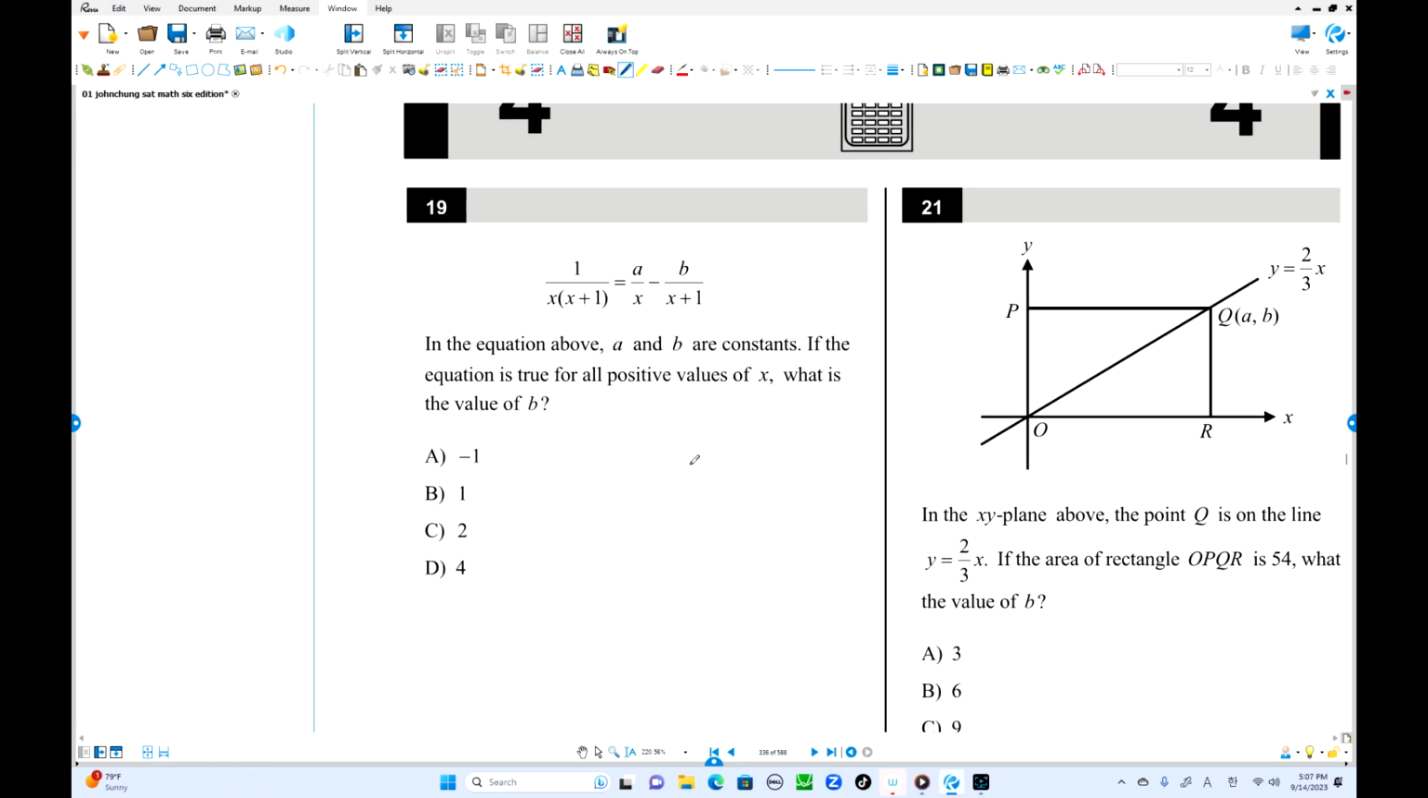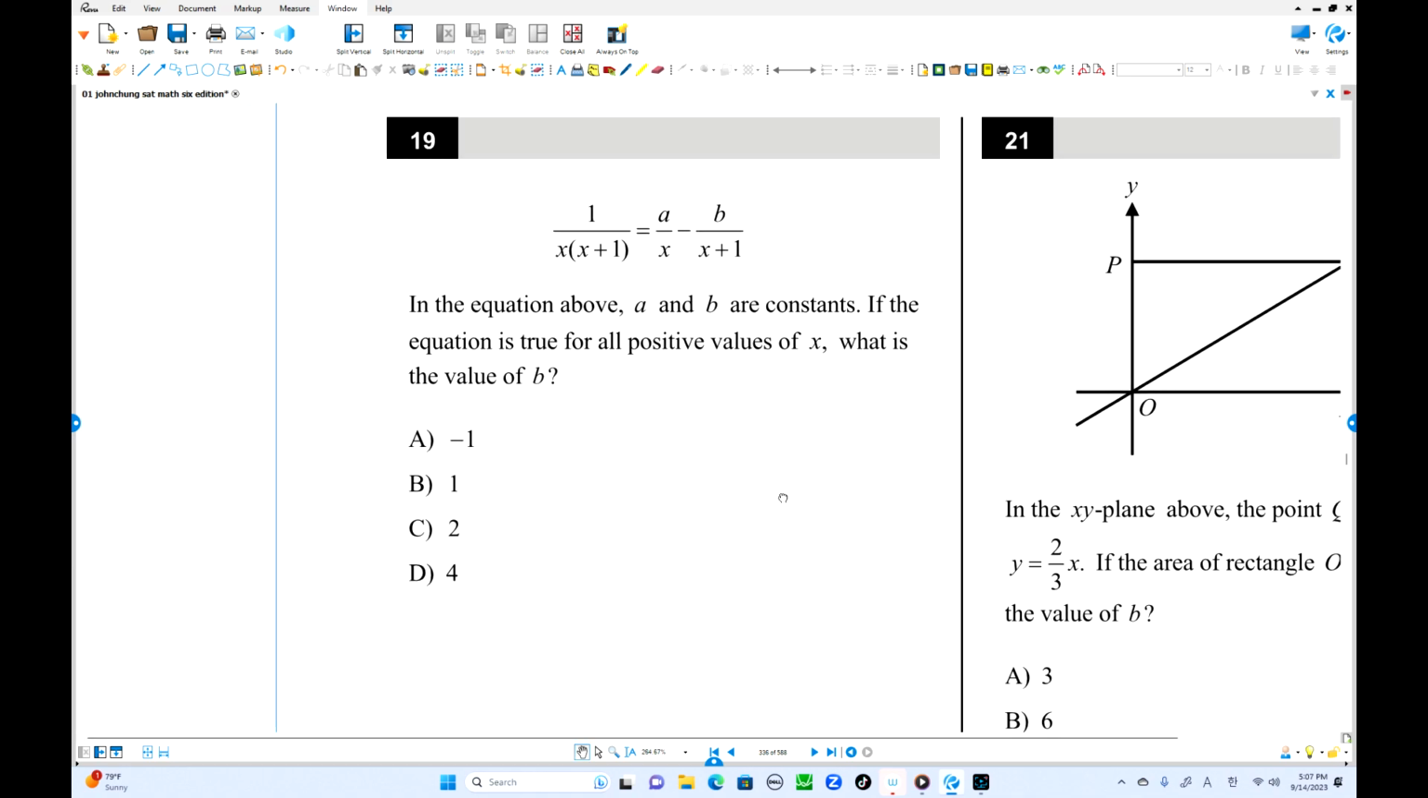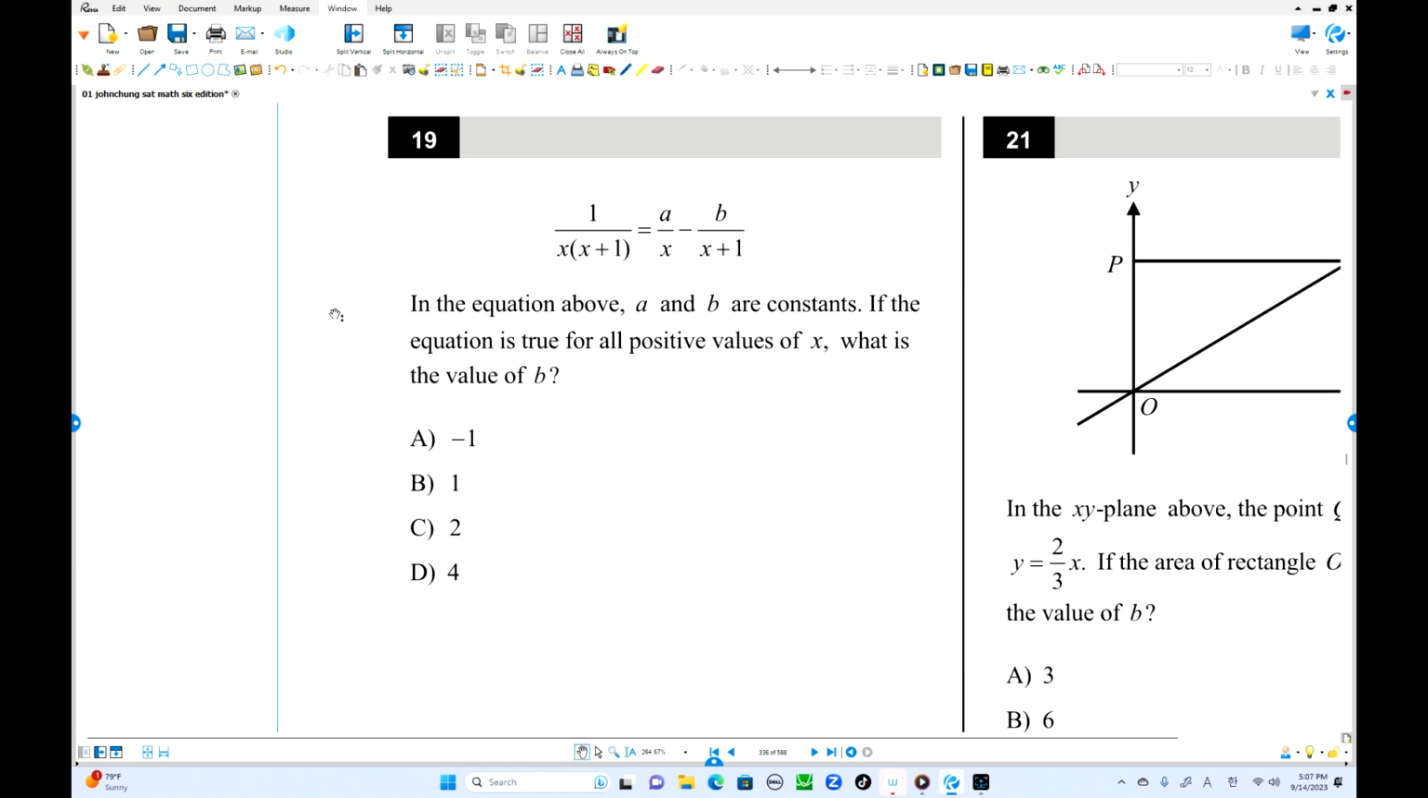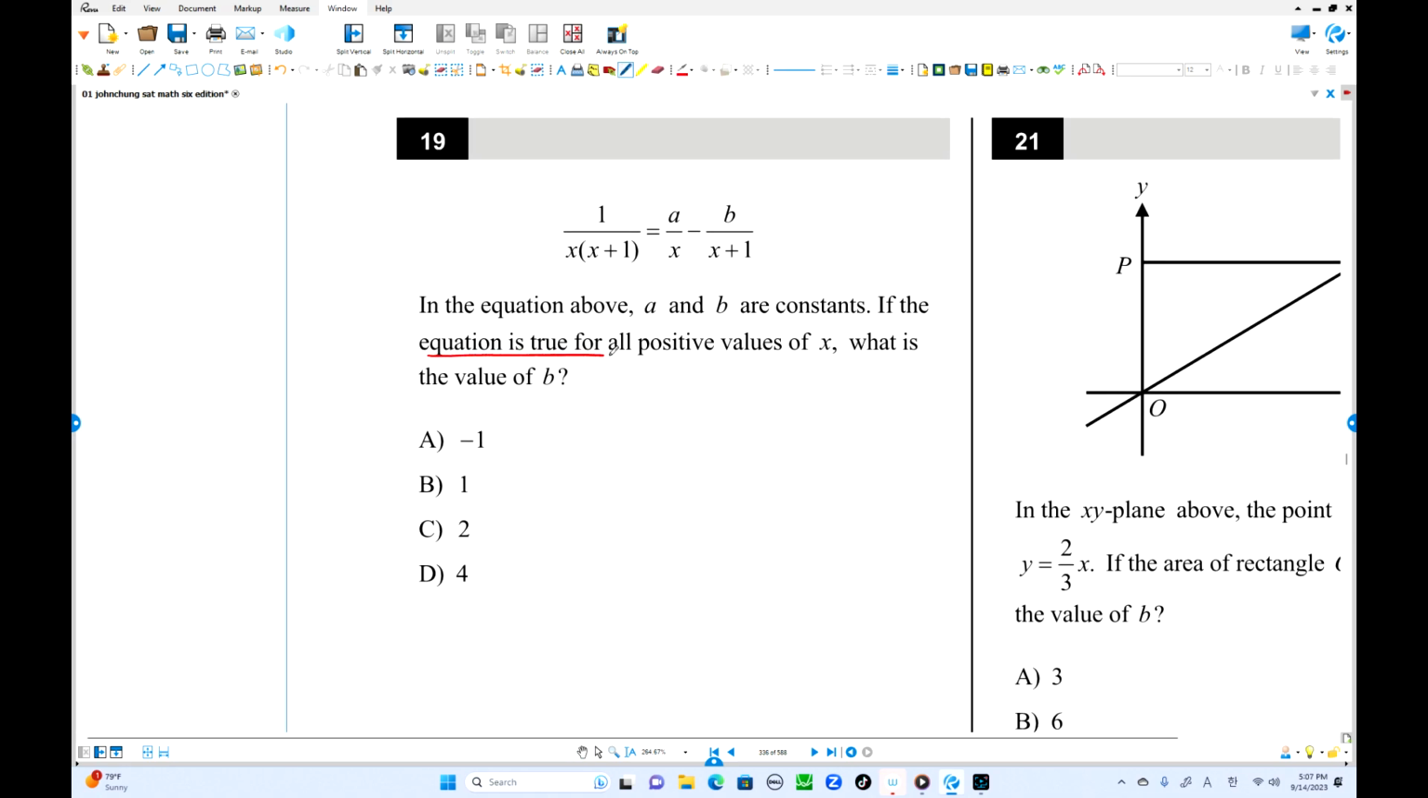Number 19. So a, b, they're constants. Okay, the equation is true for all values of x. So the left hand side and right hand side should be identical, right? Same expressions. Okay, now let's try this one. 1 over x plus 1 equals what? x times x plus 1. You multiply the numerator: a times x plus 1 and b times x. After that, cancel out, because the denominator, we don't care. They are equal, but the numerators should be equal, right?